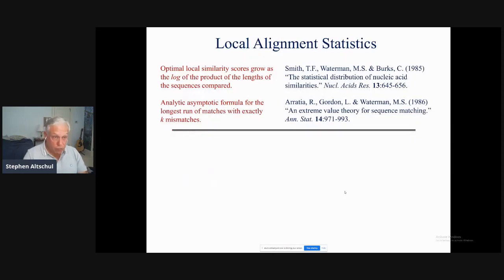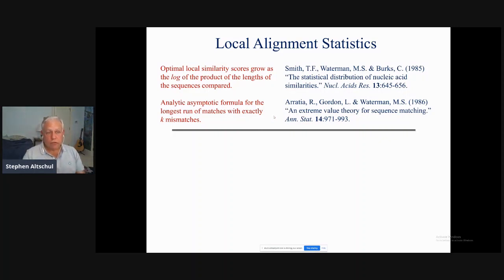Just to say something about my own contribution here, back in 1985, it was observed by Smith, Waterman, and Burks that for the sorts of local similarities people were looking at, when you're comparing random sequences, they tended to grow as the log of the product of the lengths of the sequences compared. The first analytic result that was analogous to this was an asymptotic formula for the longest run of matches with exactly k mismatches.